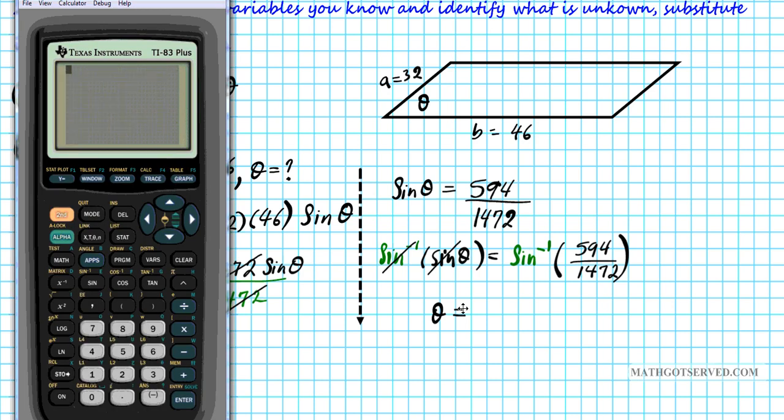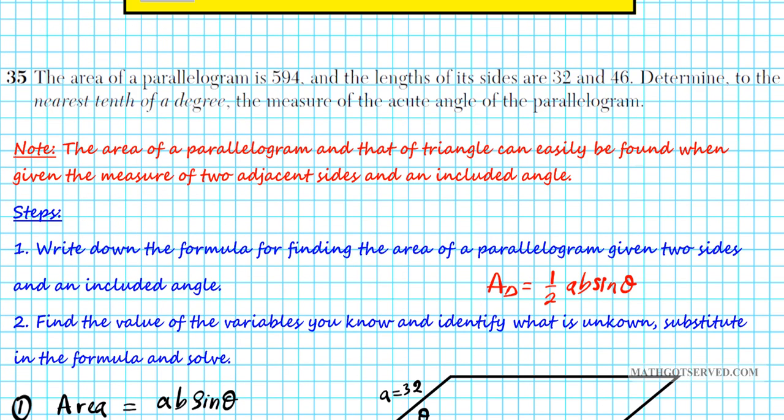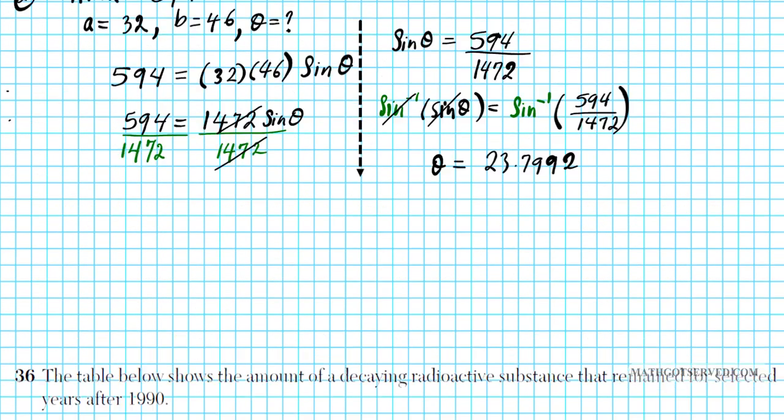I'm just going to input this expression. Second function sine is the inverse sine of 594 divided by 1472. And then we get 23.7992. So theta is 23.7992. Okay? But we were asked to round it to a specific decimal place. What was it? To the nearest tenth.